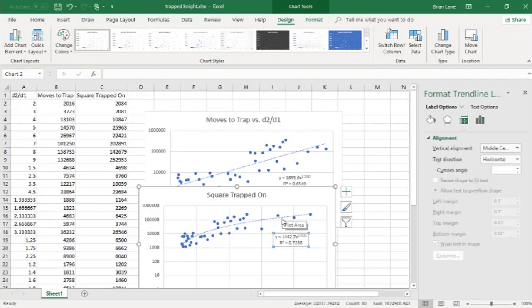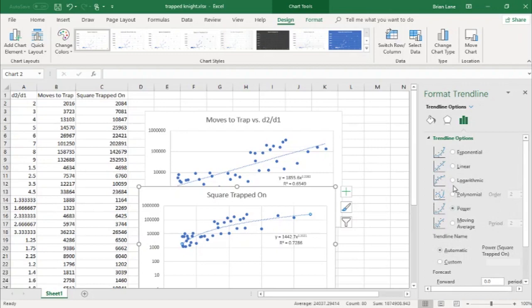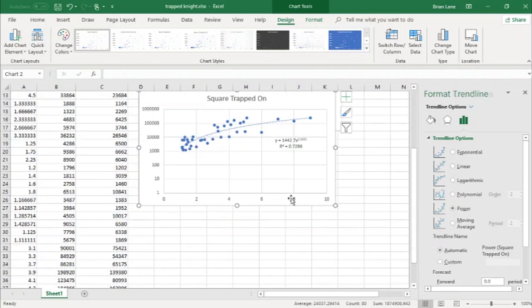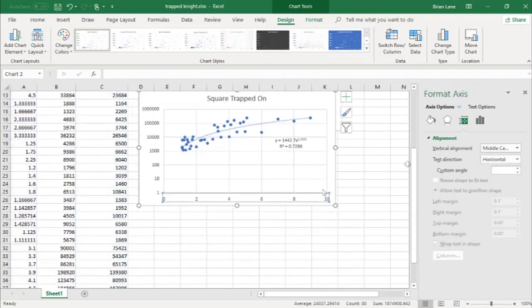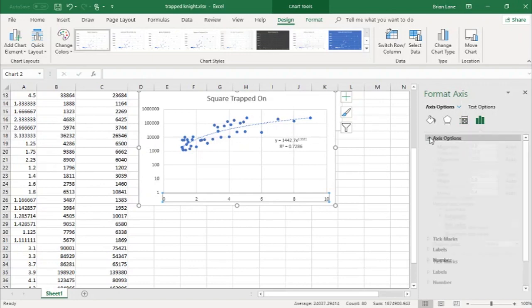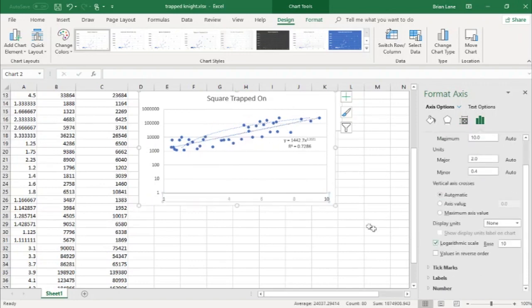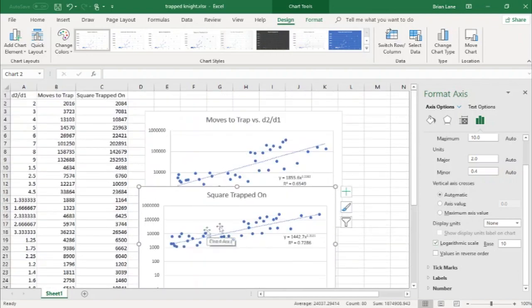Let's go back to the fit here. Let's try an exponential, 0.67. Yeah, the power law seems to be the winner here as well, although not a good winner, just kind of the winner by default. Let's change this axis to log as well, just so that the power law is a straight line.